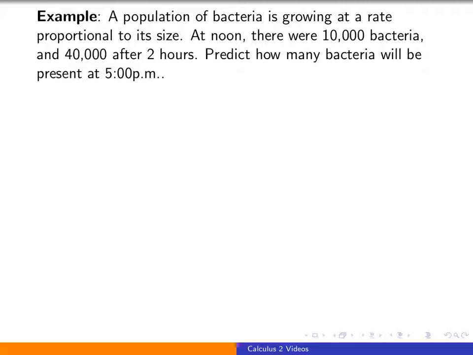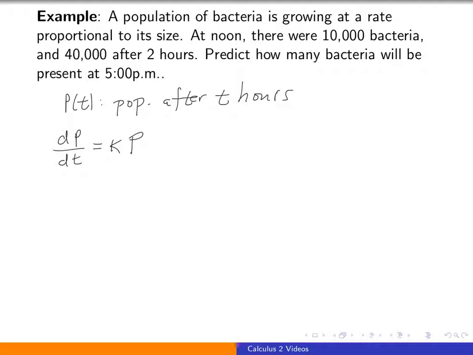One more example, this time involving exponential growth instead of decay. A population of bacteria is growing at a rate proportional to its size. So immediately, before reading any further, I'm going to let P of t be the population, and looking further, it's in terms of hours. So after t hours, the rate of change of the population is proportional to its size. So it's exactly one of these equations that we were talking about.